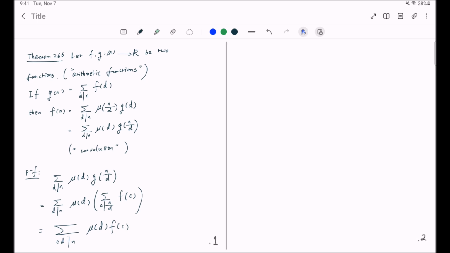So here we are considering all divisors c and d of n, and at the same time c times d is also a divisor of n. And we sum up mu of d times f of c over all such possibilities. Let us rewrite this sum in a different form.